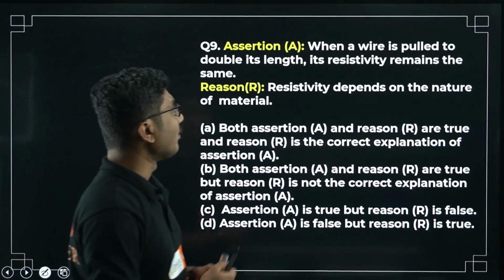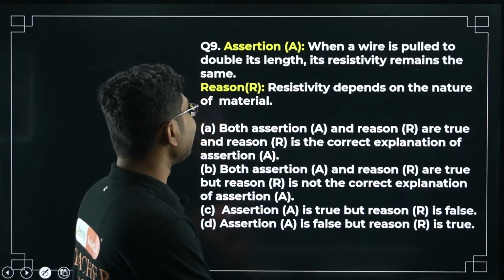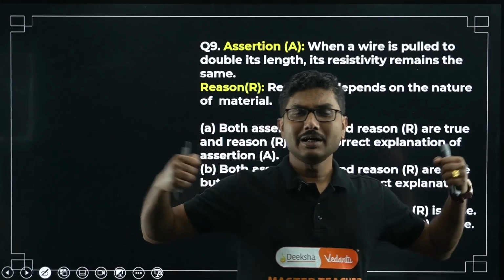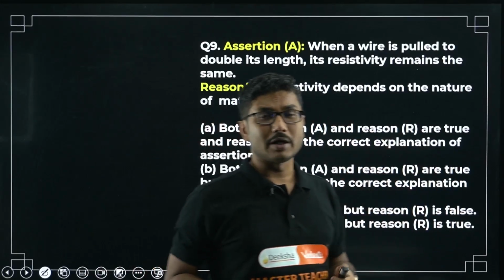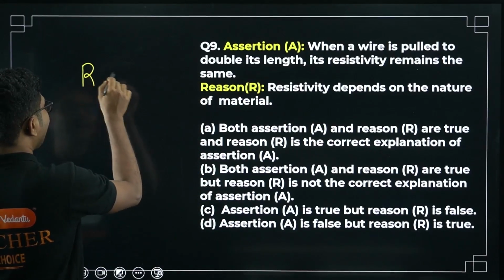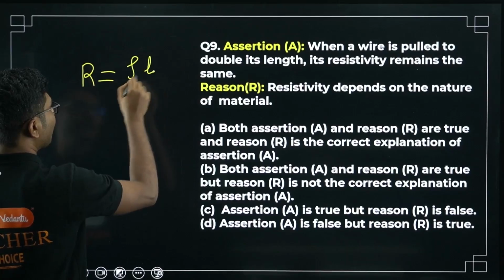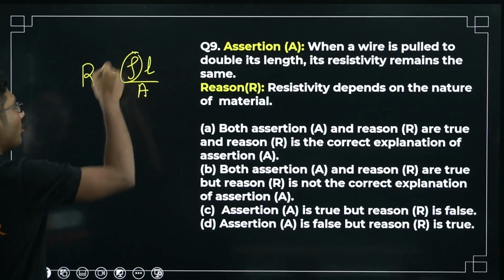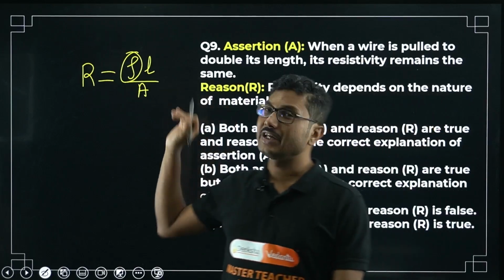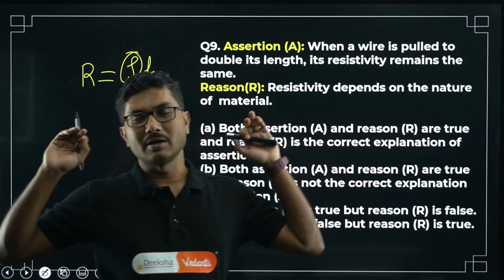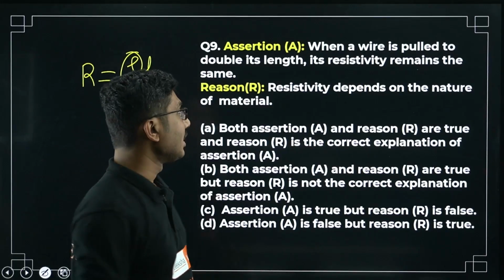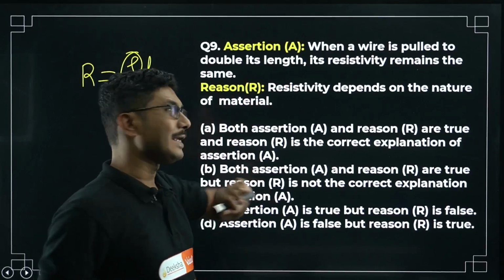Next question: when a wire is pulled to double its length, its resistivity remains the same. If you saw the problem that we solved a few moments back, we only change the length and the area, right? Rho L by A. So rho will remain the same, because it is a property of the material. It does not change on changing the length or the width. It only changes if you change the material itself or if you change the temperature. So resistivity will remain the same.